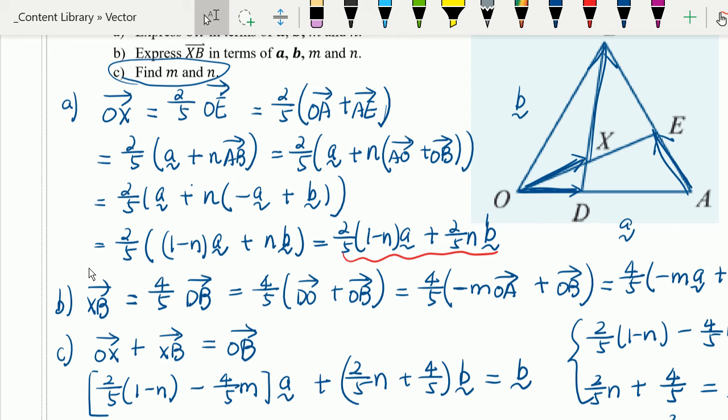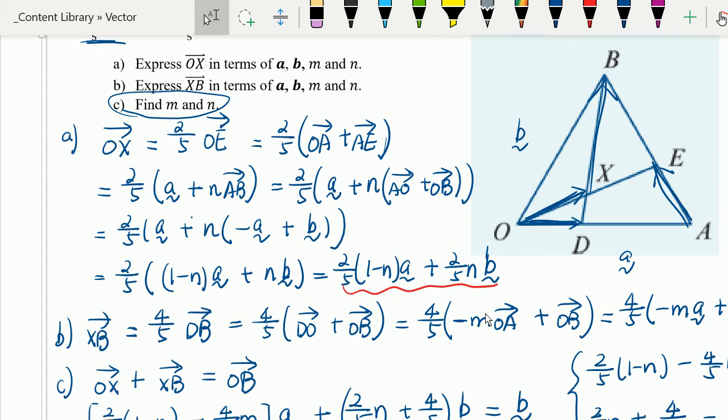The coefficient of A must be 0 because I don't have any A on the right hand side, and I only have one B on the right hand side. So 2/5 n plus 1/5 equals 1. I can solve out n equals a half, and I can sub a half into the top equation here to work out m equals a quarter.